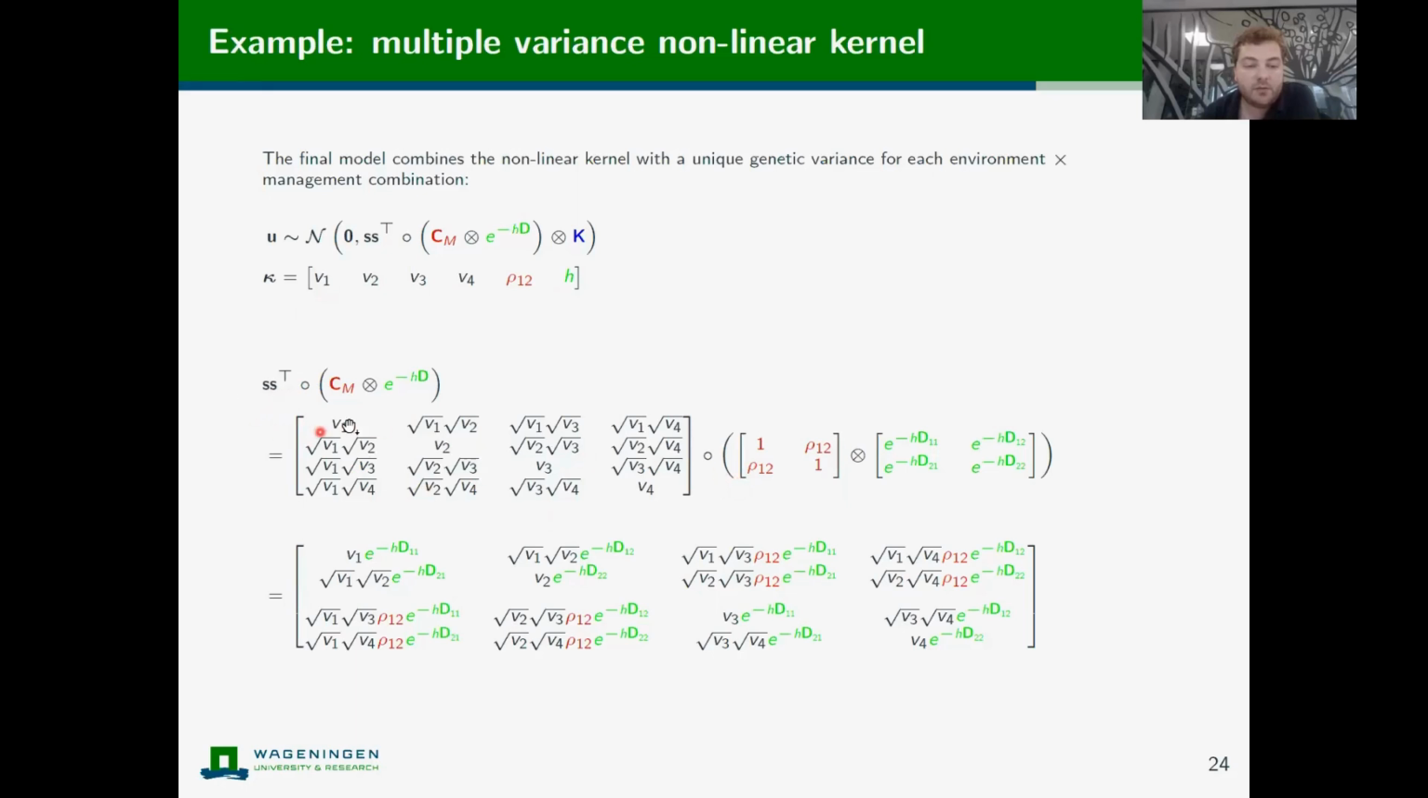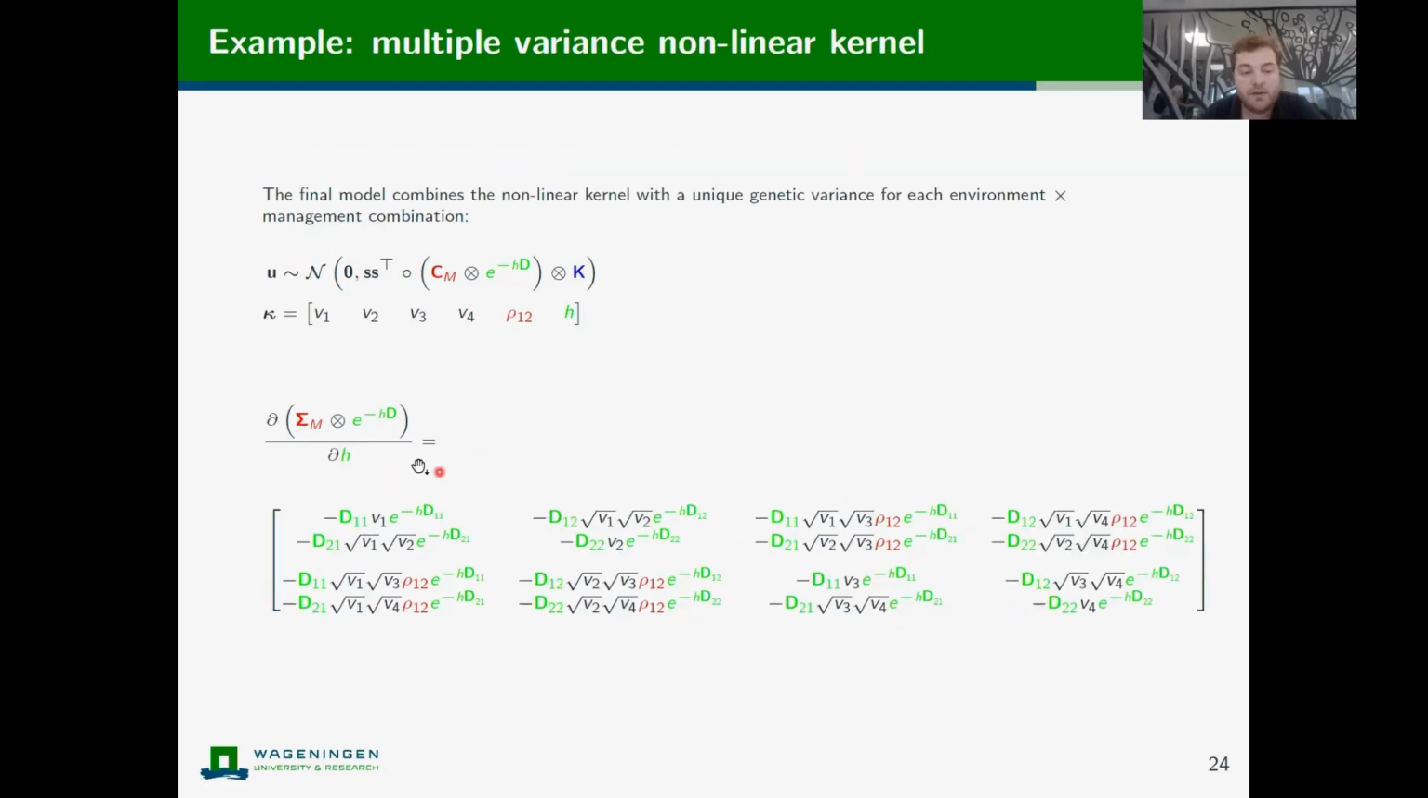So this SS transpose will give us this big matrix with the products of the standard deviations and variances. And then here we have the unstructured correlation matrix for the managements and the nonlinear kernel for the environments where we estimate the bandwidth. If you multiply all of that together, you get the expression for the full covariance matrix, which again is one of the things that should be returned by our external variance function.